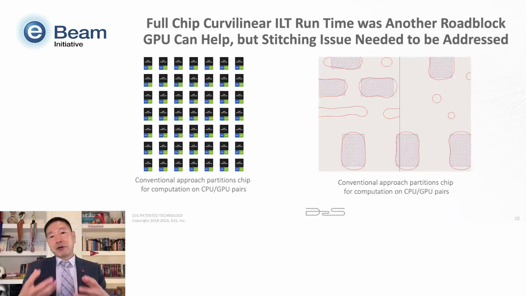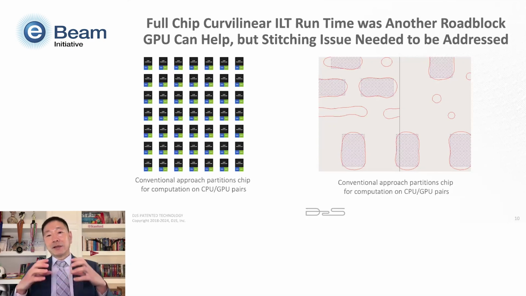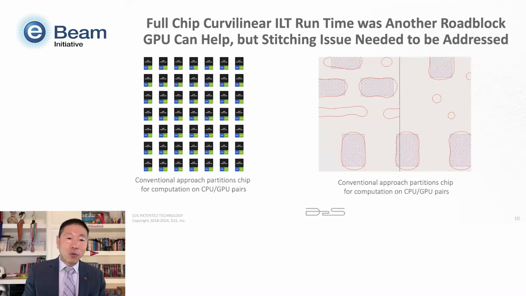So because ILT can give you those benefits, that's why now ILT has already been used in production, but they only use it in hotspot mode. The reason is there is another roadblock, which is full chip ILT itself, how to compute the full chip ILT. One is runtime, and the runtime can be handled by using GPU acceleration. But there is another issue. Only when you deal with a full chip ILT, you recognize that that's a big issue. That's called stitching.